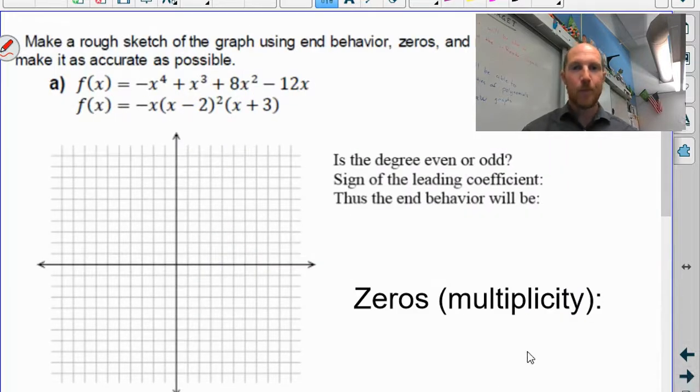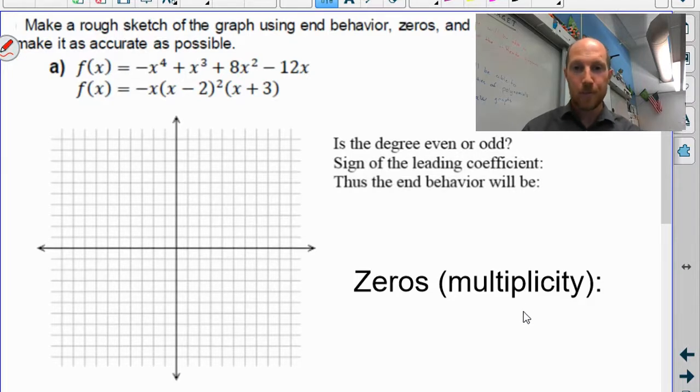All right, example number 2. Same directions, make a rough sketch, slightly different wording, but same directions. Make a rough sketch of the graph using end behavior. We'll do that first, and then the zeros, and then the multiplicity of those zeros to make my graph as accurate as possible.